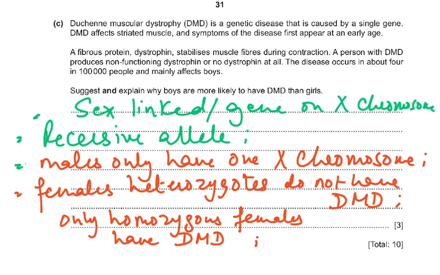And this is the same marking scheme point, so it's not a separate marking scheme point. If you said females heterozygous do not have DMD, only homozygous females have DMD. This is a total of 10 marks, and that finishes this paper.